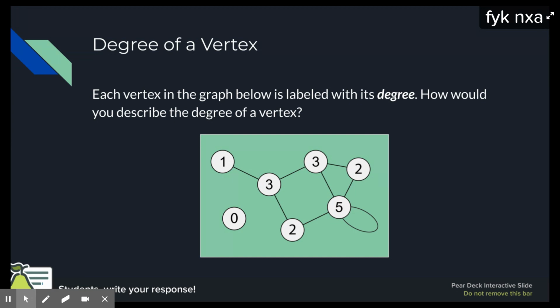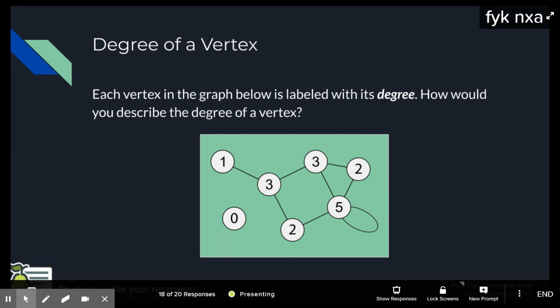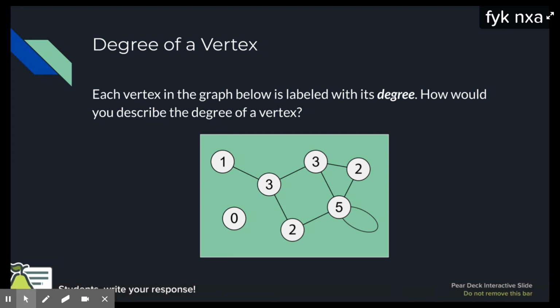I've got two screens up, so that's why I'm looking away. I'm looking at your answers on my other screen. It's just a lot easier. Good job.